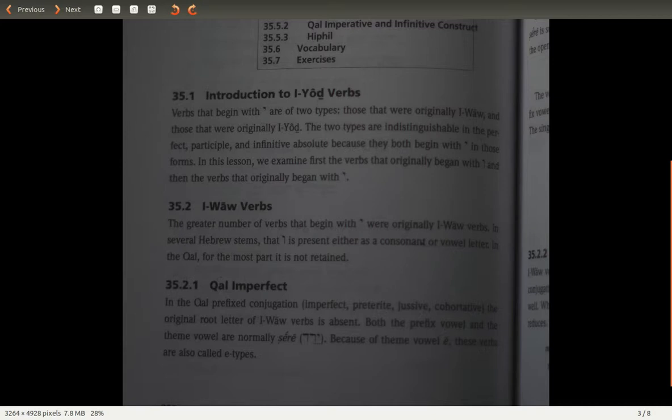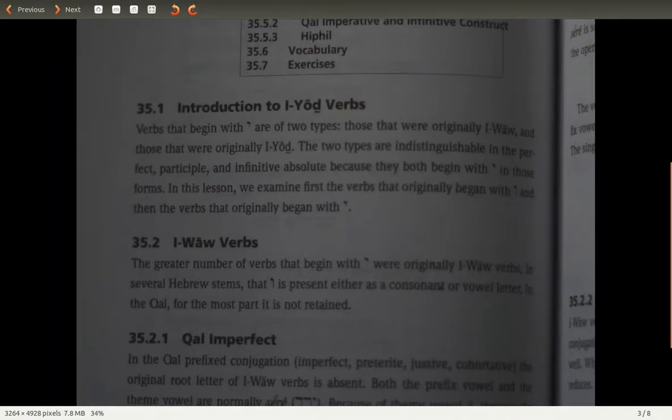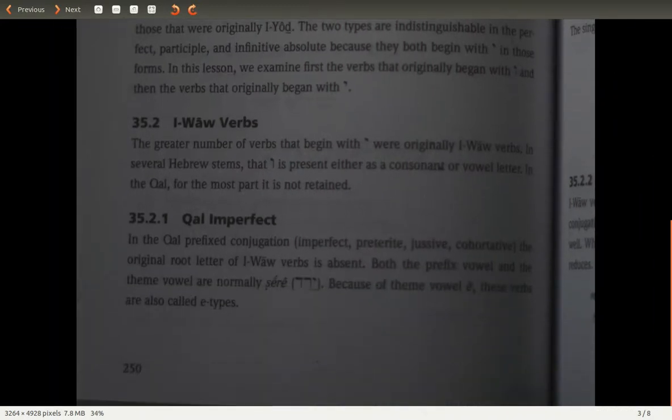But it's important to note here on this page, verbs that begin with yod are of two types: those that were originally pay wav and those that were originally pay yod. The two types are indistinguishable in the perfect, the participle and the infinitive absolute, because they both begin with yod in these forms. In this lesson, we examine the verbs that originally began with wav, and then the verbs that originally began with yod. Now, the greater number of verbs that begin with yod were originally pay wav verbs. In several Hebrew stems, that wav is not present, either as a consonant or vowel letter.